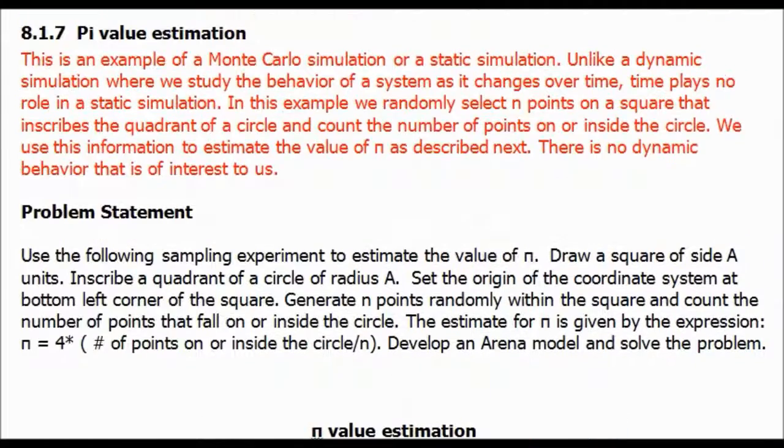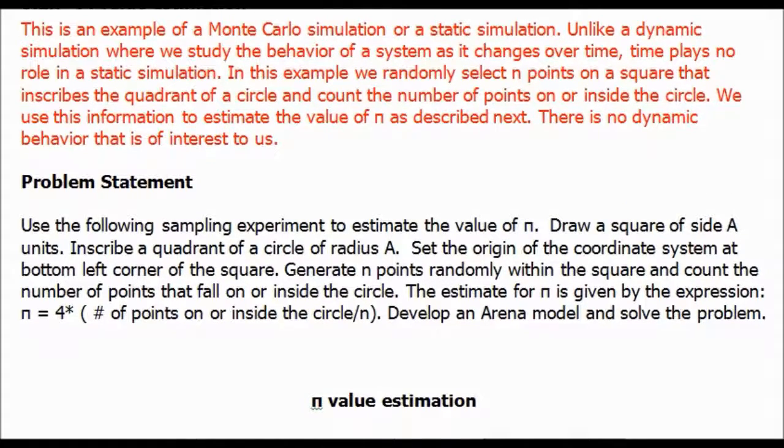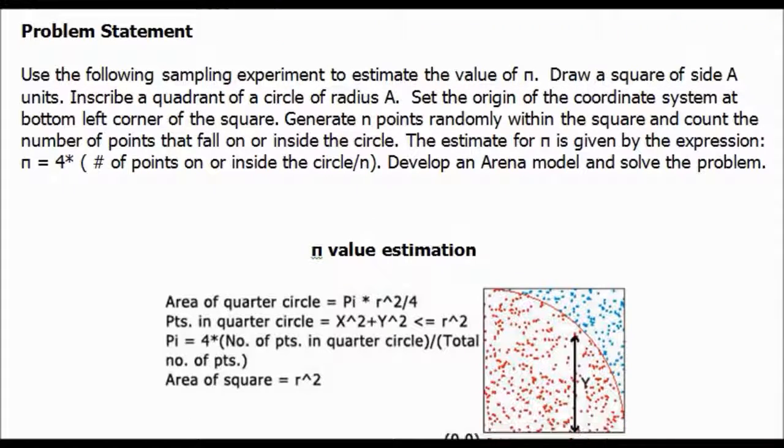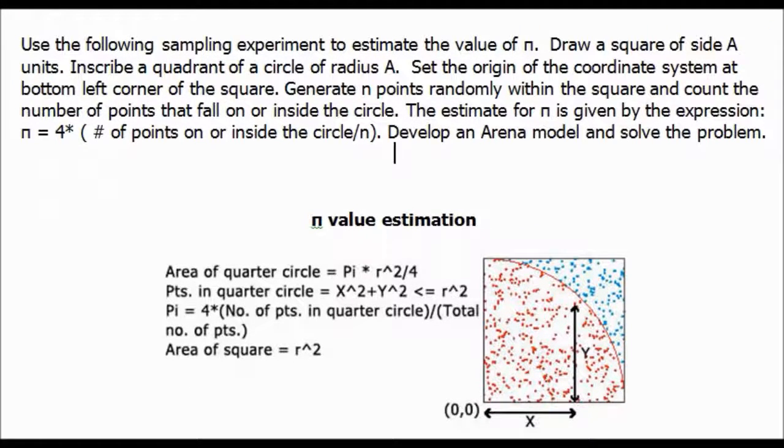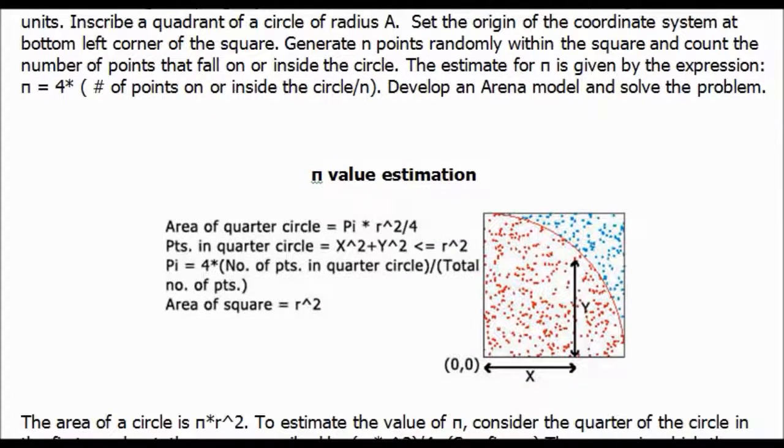Each entity represents a trial to randomly select a point inside a square of side R. The x-coordinate and the y-coordinate of the point are selected randomly. The origin is set at the lower left corner of the square.